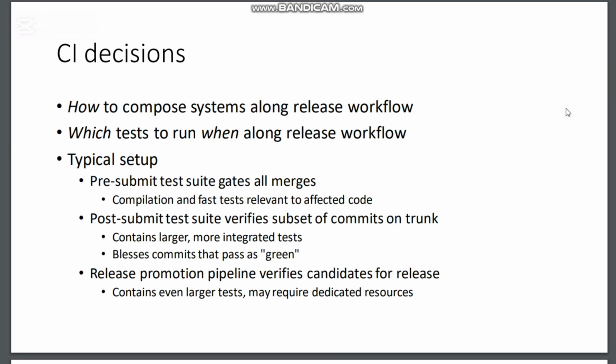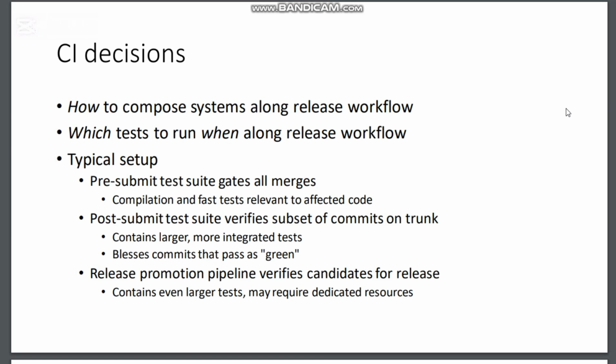CI decisions. When setting up continuous integration, teams make decisions about how the system will be organized and tested during the release workflow. They decide how the system should be built step by step and which tests to run at different stages. A common setup includes a pre-submit test suite that checks all code before it is merged. This suite runs quick tests like compiling the code and testing changes that are directly affected.